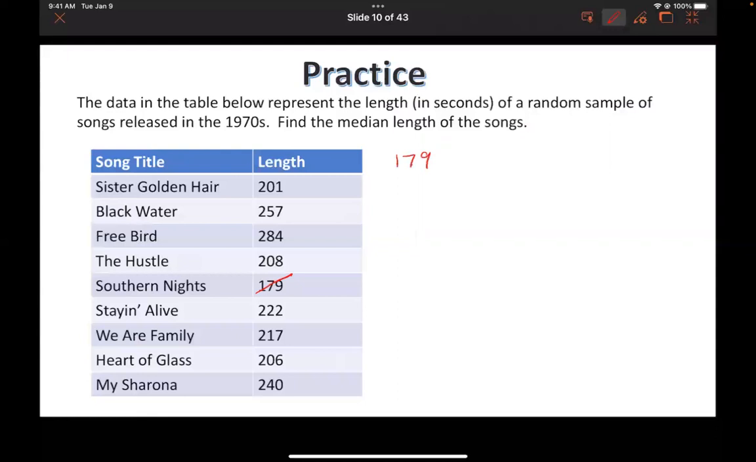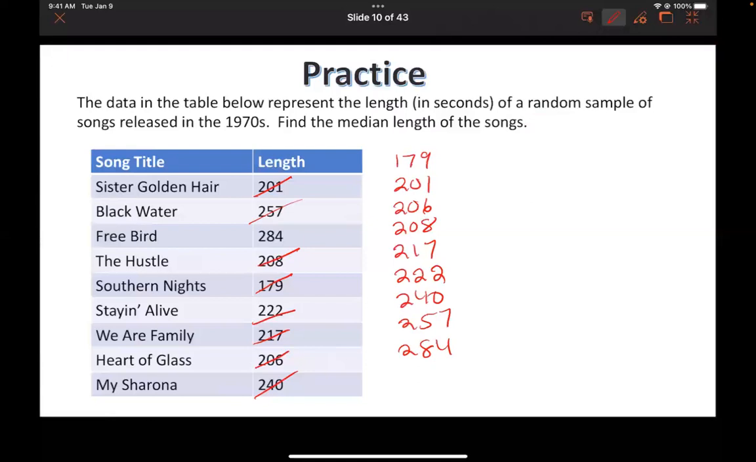Okay. Any more ones? No, there's a 201. 206. I think I did it. Okay, I put them in order. Go ahead and find your median. So the middle number, thankfully, there's an odd number here. I got 217. How'd we do? All right, good. So that's just the median.